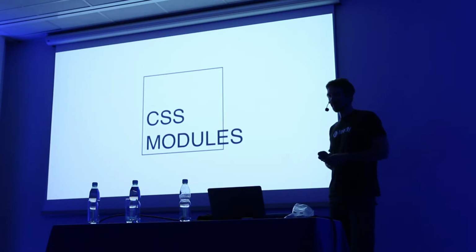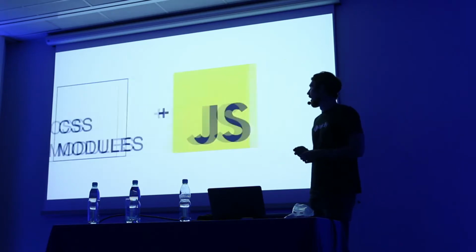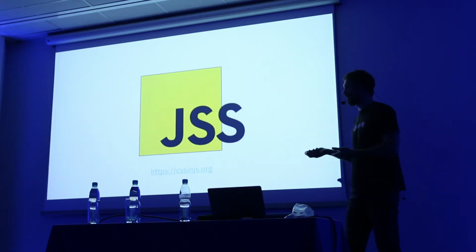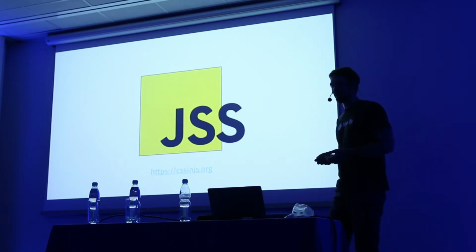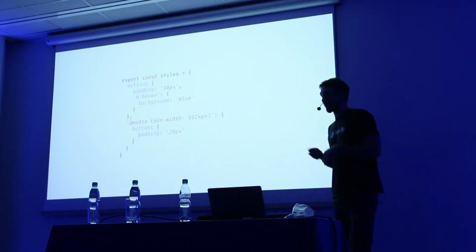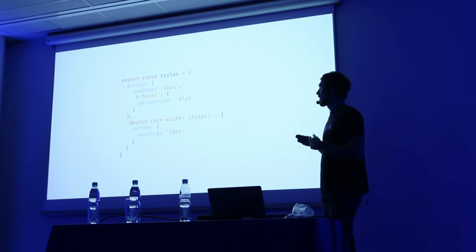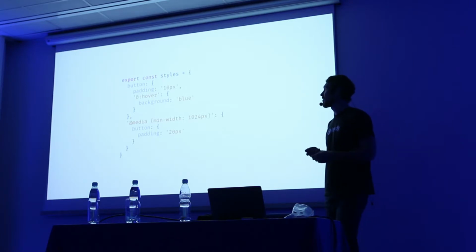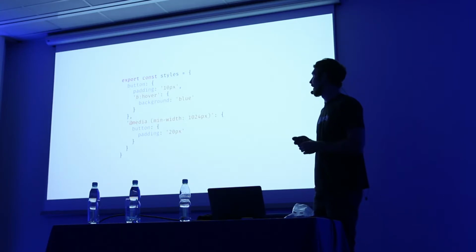Some people thought, what would happen if we combined CSS modules with JavaScript? There are many attempts to do this, and this one is called JSS. I designed the logo. This is why I'm presenting it here. But there are many attempts to do this. This is just one. And here you write styles using object notation in JavaScript. But I think this is also quite readable.